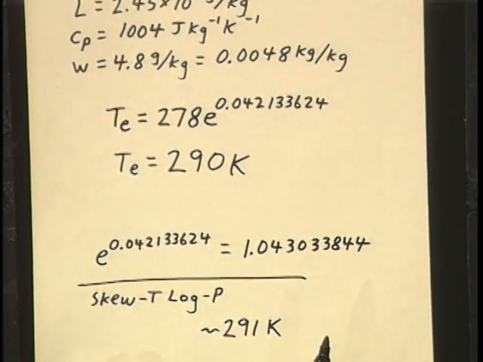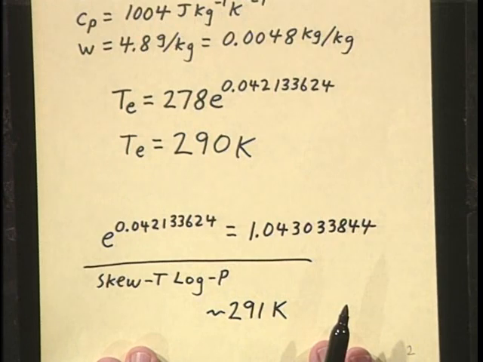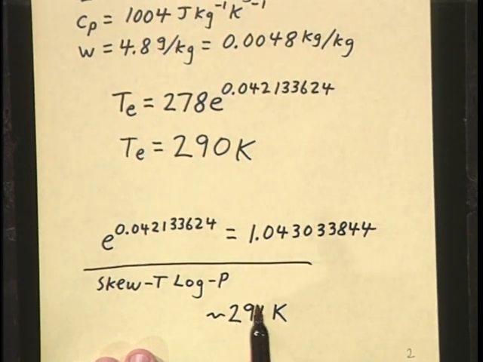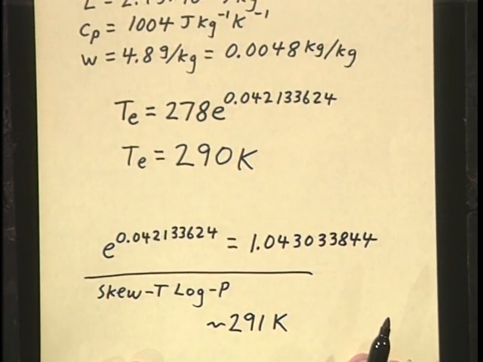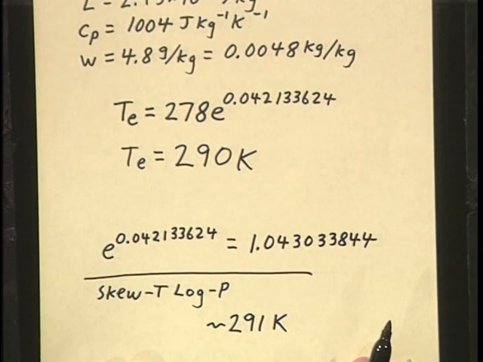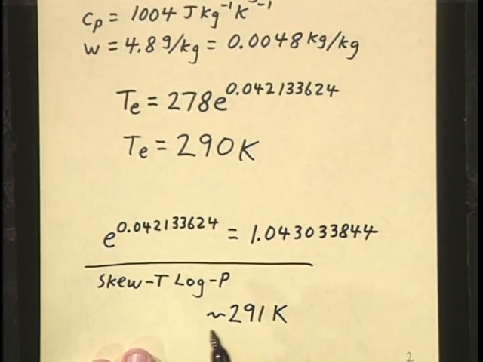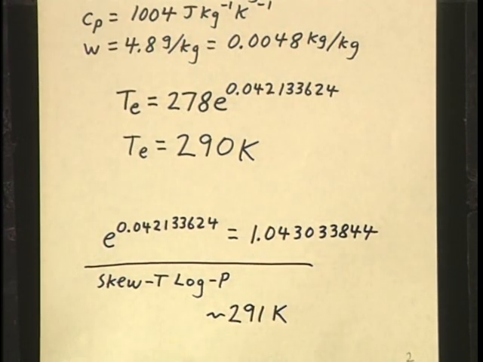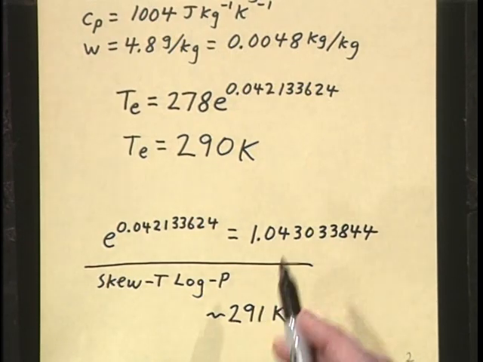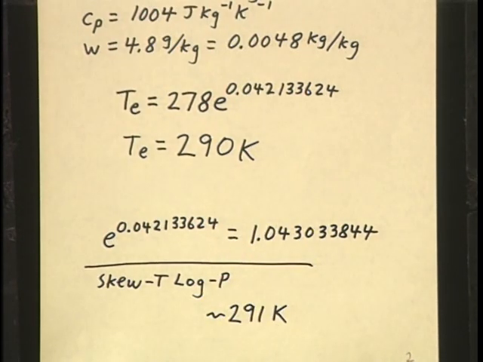This, in later lectures in the class, we'll go over how this can be solved on the Skew-T Log-P, where you don't have to do any of the mathematics. The Skew-T Log-P is the graphical solution to a lot of these problems that we've gone over. And I did this problem on the Skew-T Log-P and got a value of 291 Kelvin, so it's very close. So that confirms that we did the right process here.